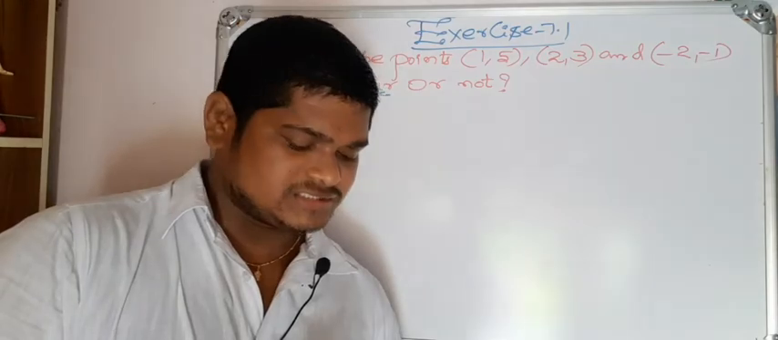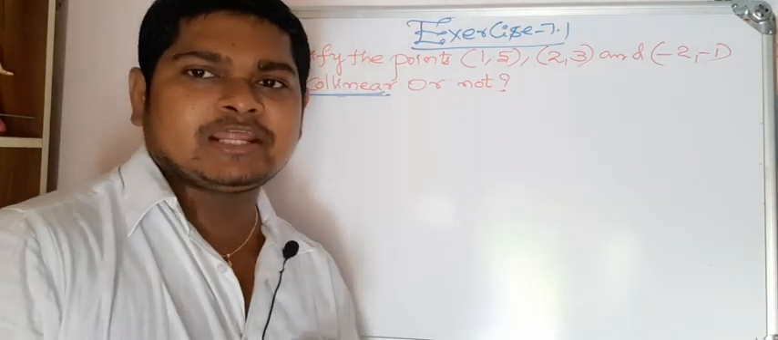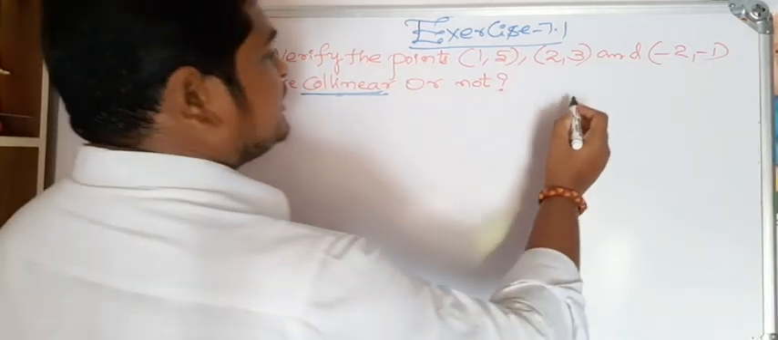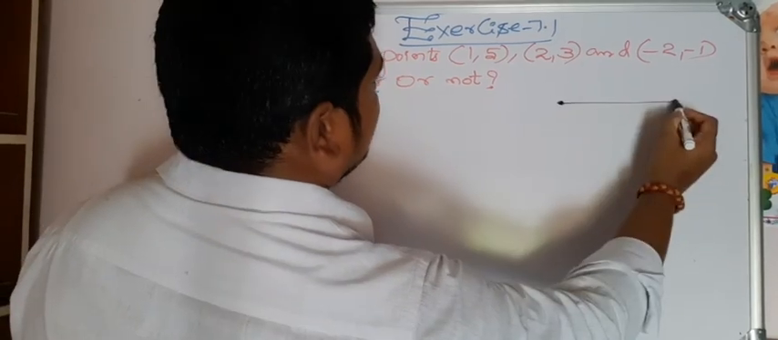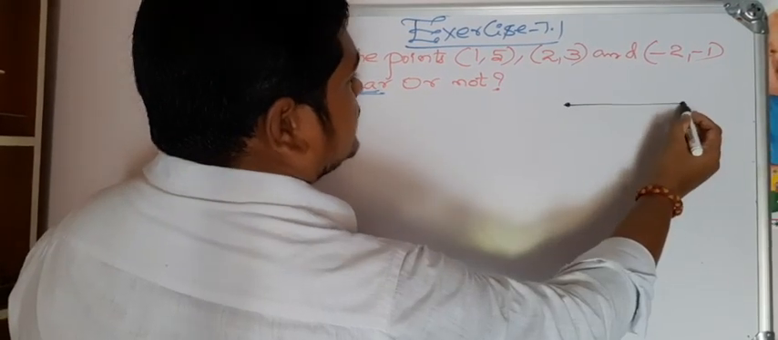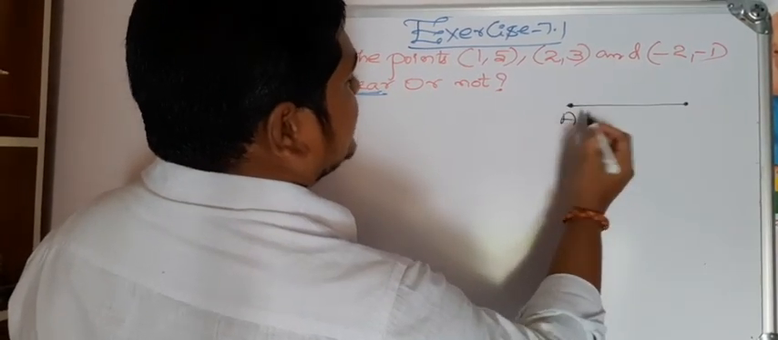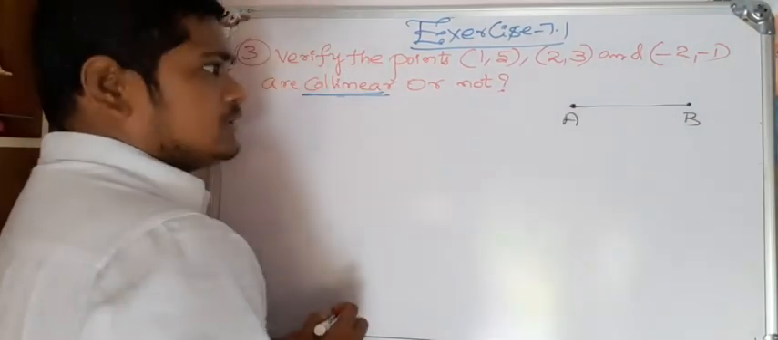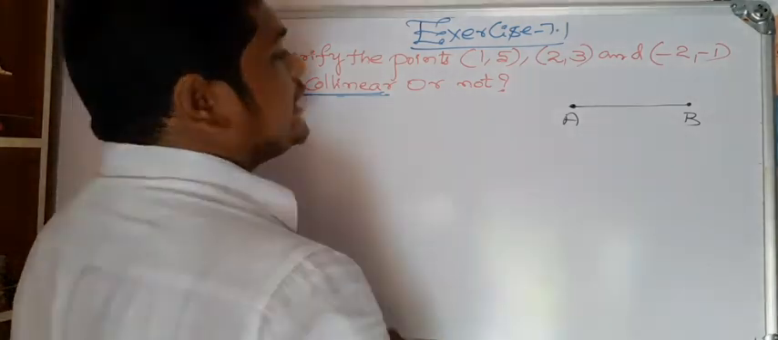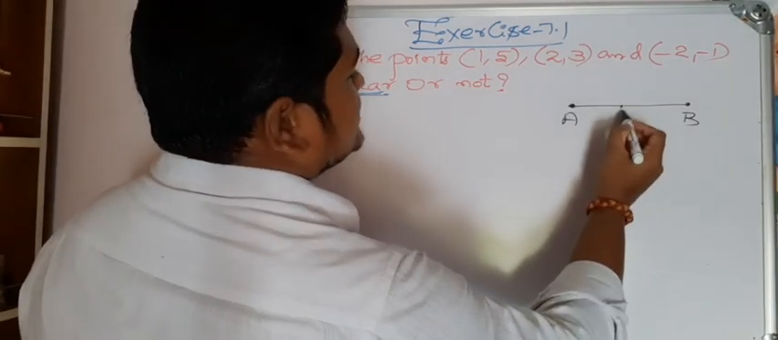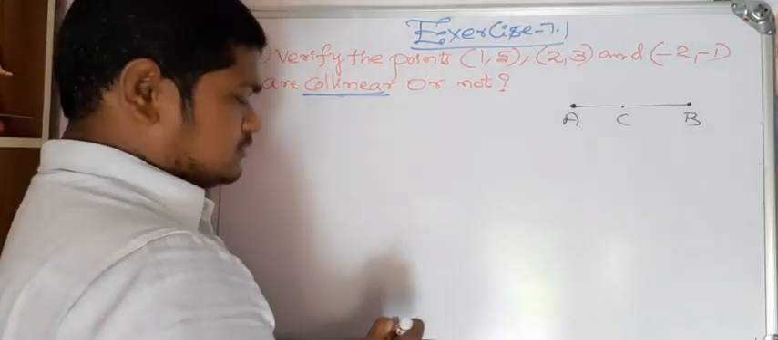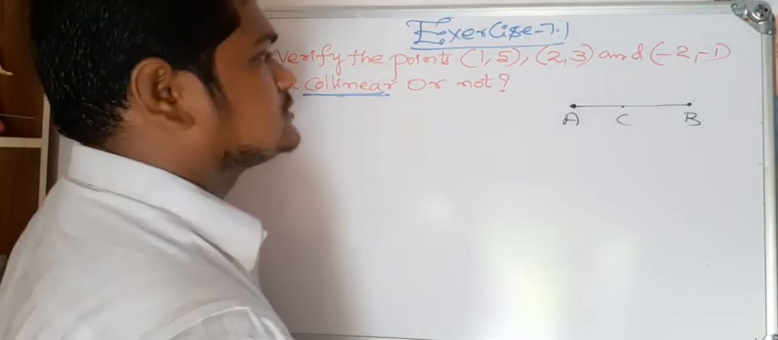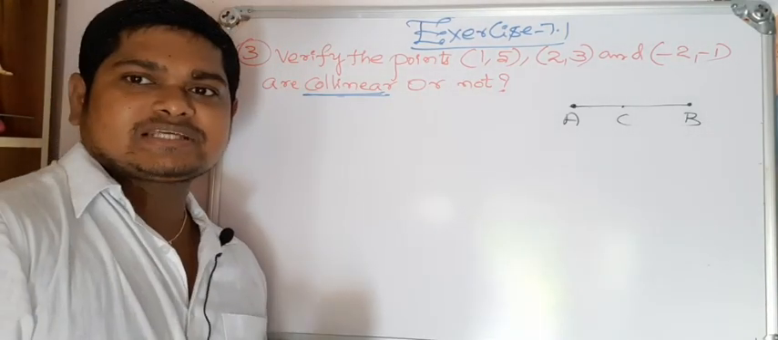Once see here, to represent any line segment or line, we need 2 points. I will take one line segment. This one is denoted as A and this one as B. Now I should consider any point between these two, that is the point C. Let us discuss with an example.